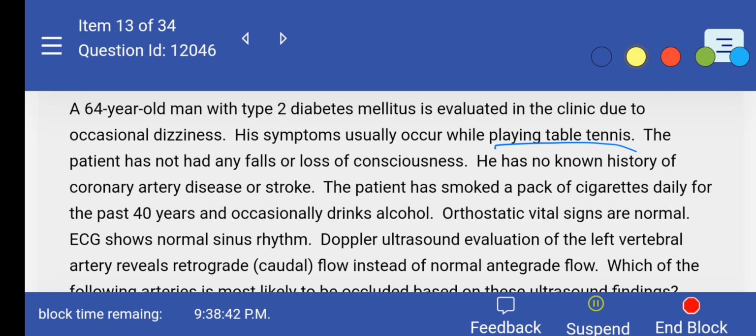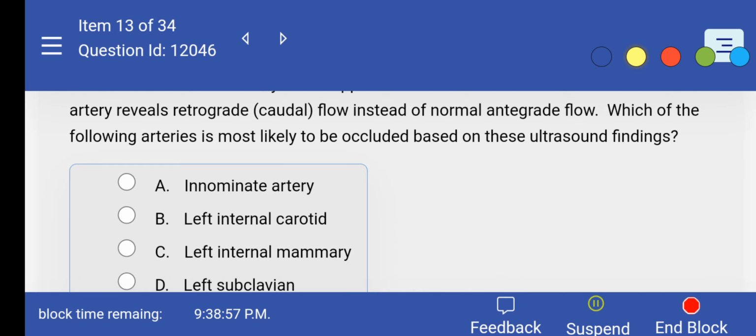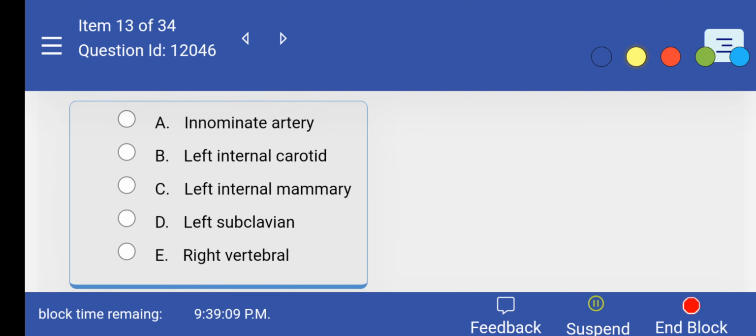ECG shows normal sinus rhythm. Doppler ultrasound evaluation of the left vertebral artery reveals retrograde caudal flow instead of normal anterograde flow. Note this point. Which of the following arteries is most likely to be occluded based on these ultrasound findings? Option A, innominate artery; B, left internal carotid; C, left internal mammary; option D, left subclavian; and option E, right vertebral. Pause it and give the answer.